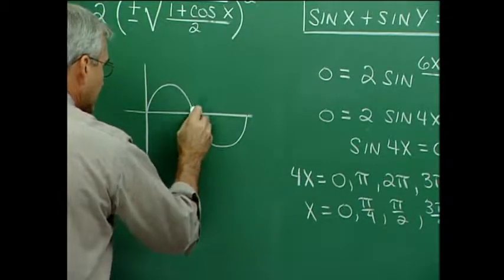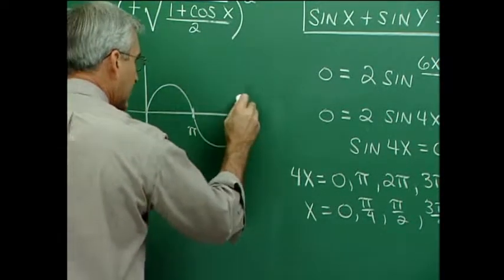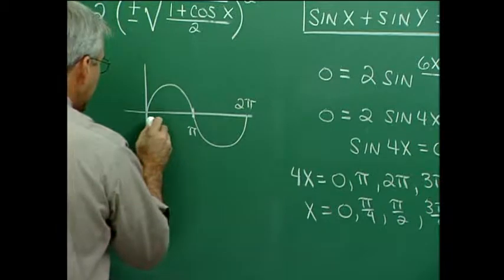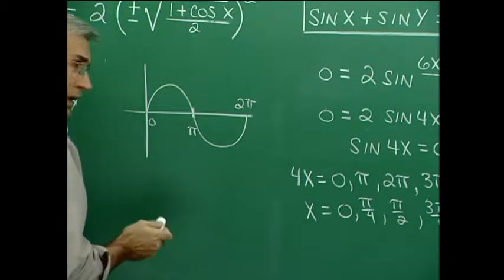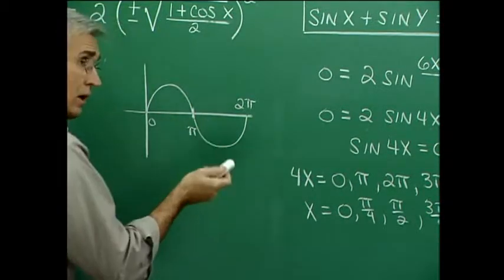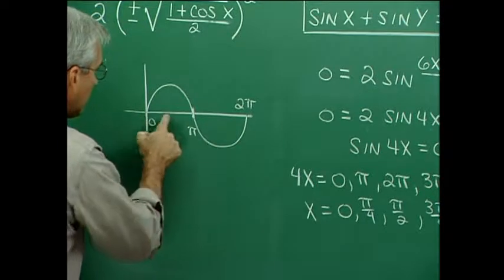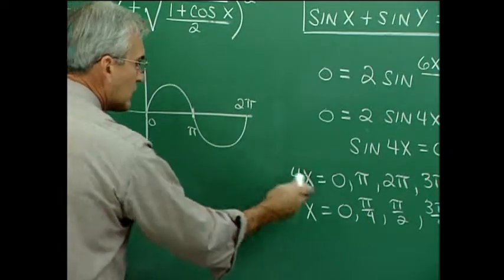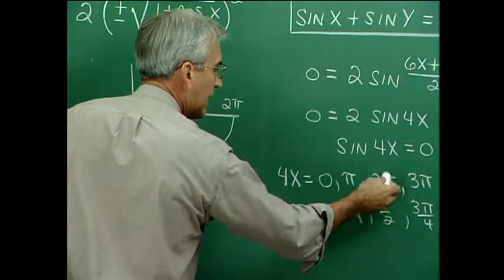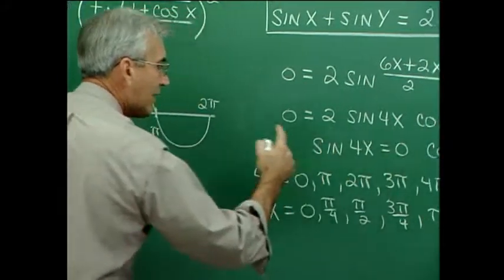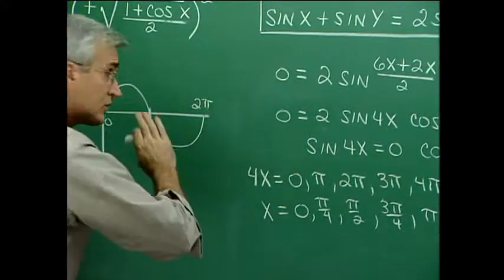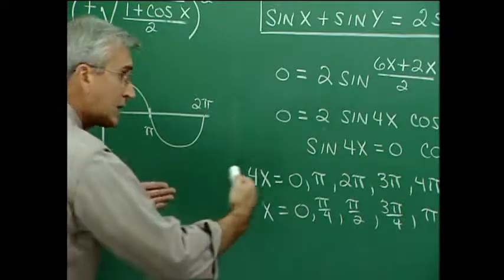And we know this position to be pi. And here's 2 pi, and here's 0. Okay, so we have zeros for angles of 0, pi, and 2 pi. So 0, pi, and 2 pi make this true. But we have to extend this out several cycles. We have to extend it out to 8 pi.